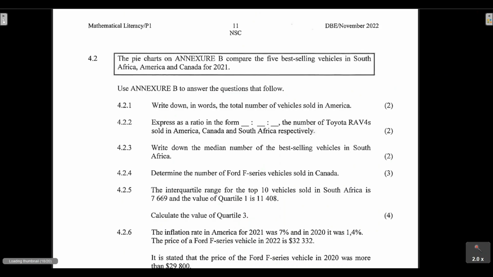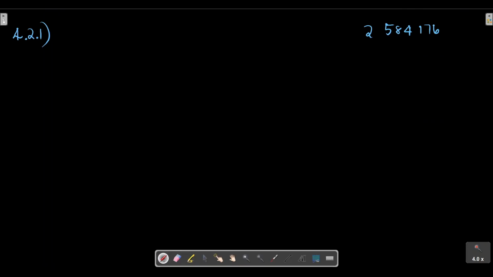Okay, so we already know how many vehicles were sold in total, but we need to write down that value in words. So we're going to write 2,584,176 in words. I've written this value here on the right so that we can transfer these numbers into words.